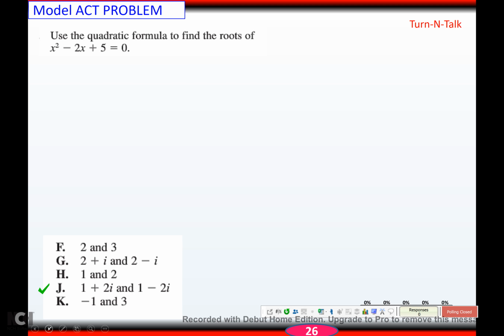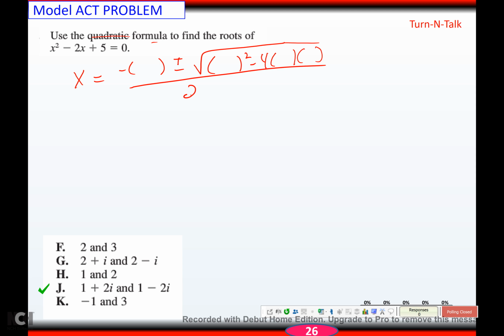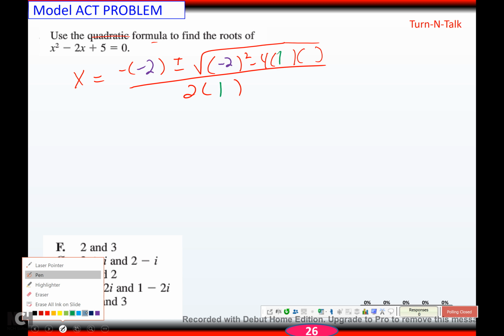And hopefully you got J. It says quadratic formula, which is x equals negative b plus or minus the square root of b squared minus 4ac all over 2 times a. Plugging my ABC in, b is negative 2, a is 1, and c is 5.